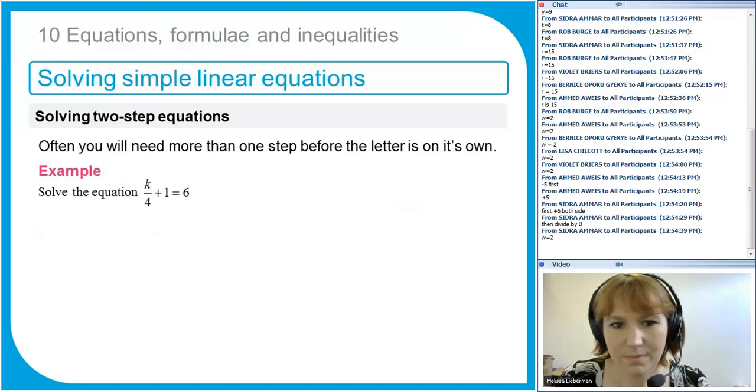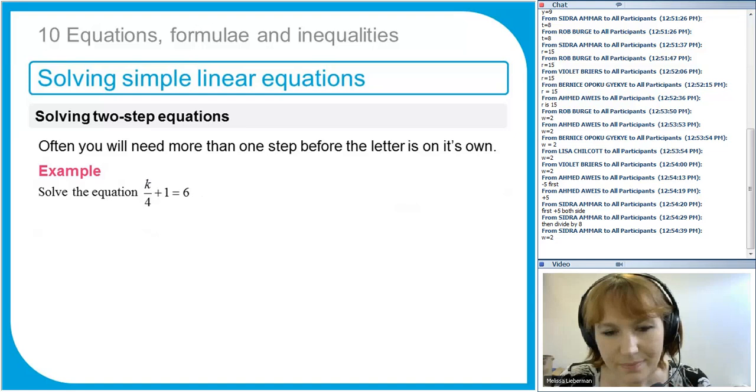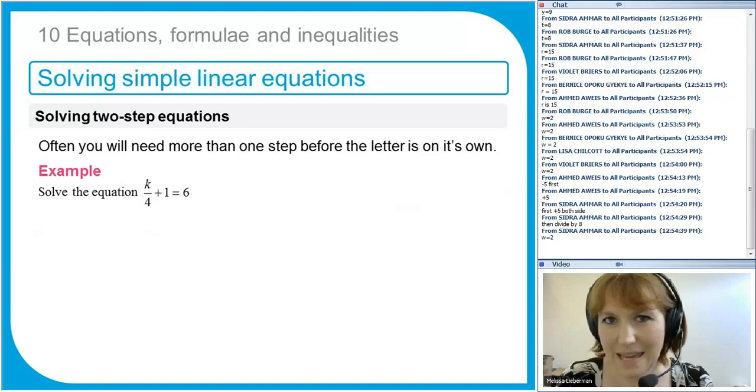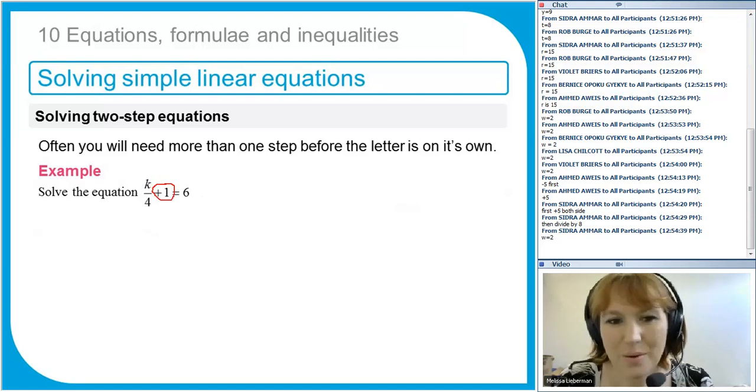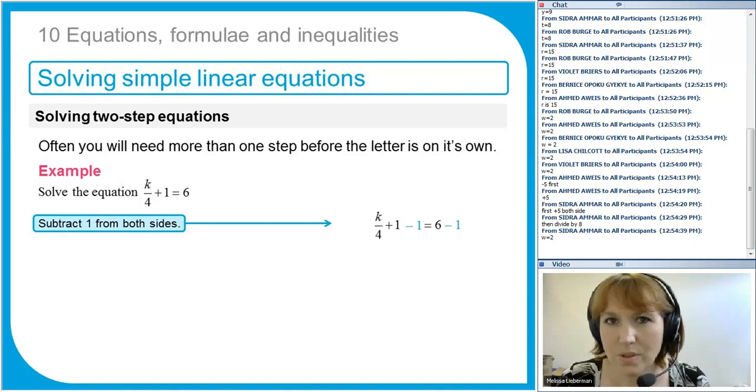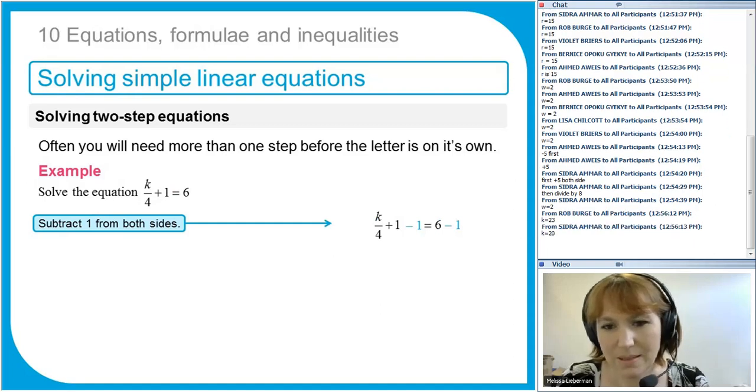Okay, good. How about this one? Now this time we've got k, this number we're trying to find, divided by 4, plus 1 equals 6. So first of all, we're going to try and get rid of this plus 1, because remember we just want k on its own. So to get rid of that plus 1, we're going to subtract 1 from both sides of the equation. That's how we undo adding 1. It's the inverse operation. So start by taking away 1 from both sides.